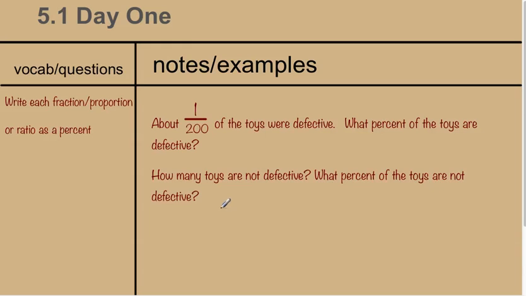Well, we can again do this in two ways. 1 over 200 equals how many over 100, because I want to compare this to 100. Well, in this case, I divided it by 2, and I can divide this by 2, so this would be 0.5. 0.5%. That's not 5%, it is 0.5% in this case. You just have to be careful with that.